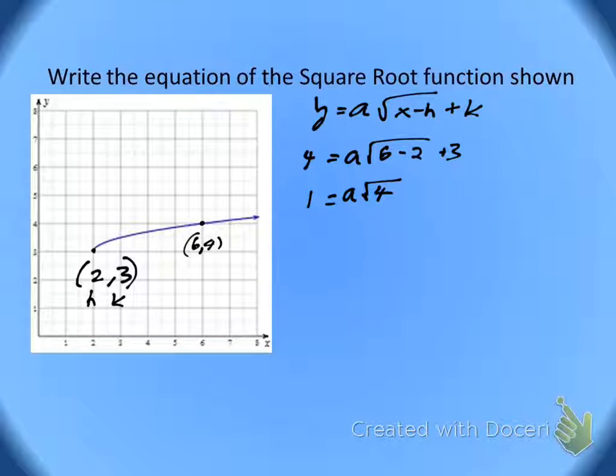I know why I wouldn't, but why wouldn't you? Because there's that A right there. Well, 1 squared is 1. But that's not what you do. Square root the 4. So we get 1 equals 2A.